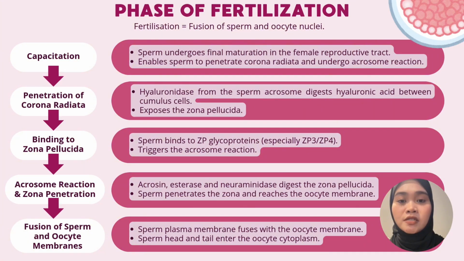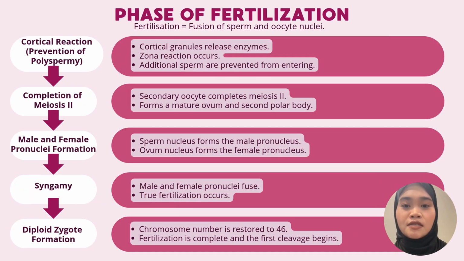During the acrosome reaction and zona penetration, enzymes including acrosin, esterase, and neuraminidase digest the zona pellucida. This enables the sperm to penetrate the zona and reach the oocyte membrane. Next, the plasma membrane of the sperm fuses with the oocyte membrane. The sperm head and tail enter the oocyte cytoplasm, and subsequently the nucleus of the sperm and the nucleus of the egg fuse together, forming a diploid zygote and initiating embryonic development.